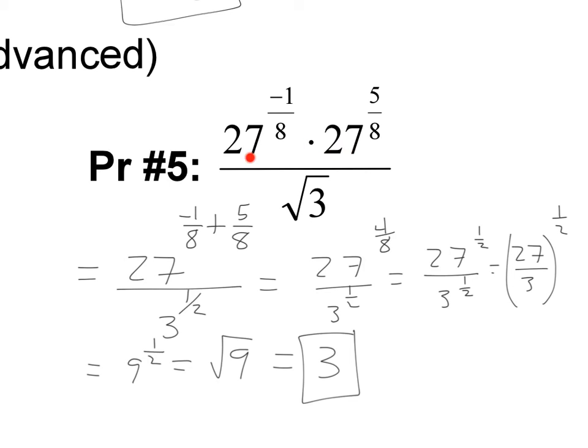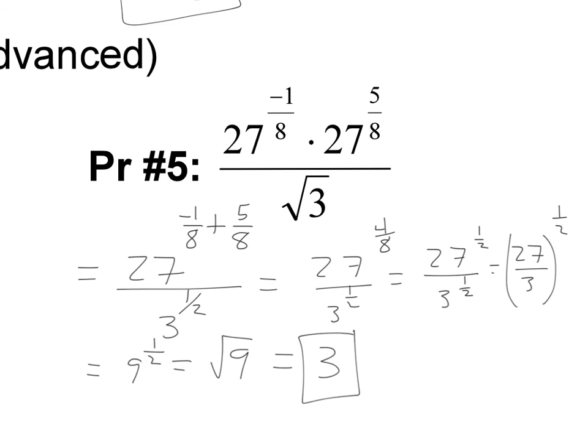Okay, the first thing I noticed is these are the same base with different exponents, so that means I could just add these exponents. And I also rewrote this in exponent form instead of radical form. 5/8 and negative 1/8, that's really 4/8. And 4/8 reduces down to 1/2, so I really have 27 to the 1/2 over 3 to the 1/2.